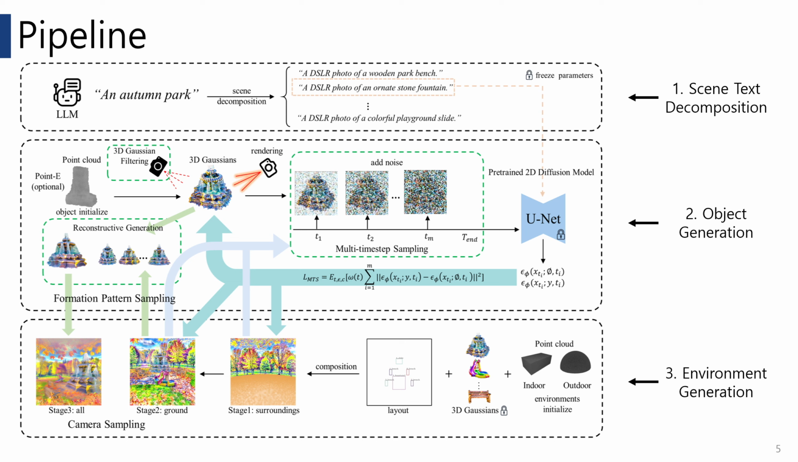Third, environment generation. The ground and surroundings are optimized separately from objects to ensure scene consistency. Objects are then placed within the environment according to layout information, ensuring proper alignment with the ground and surroundings. In this stage, a three-stage camera sampling strategy is applied to progressively refine the scene, focusing first on the surroundings, then the ground, and finally integrating all elements into a coherent 3D composition.